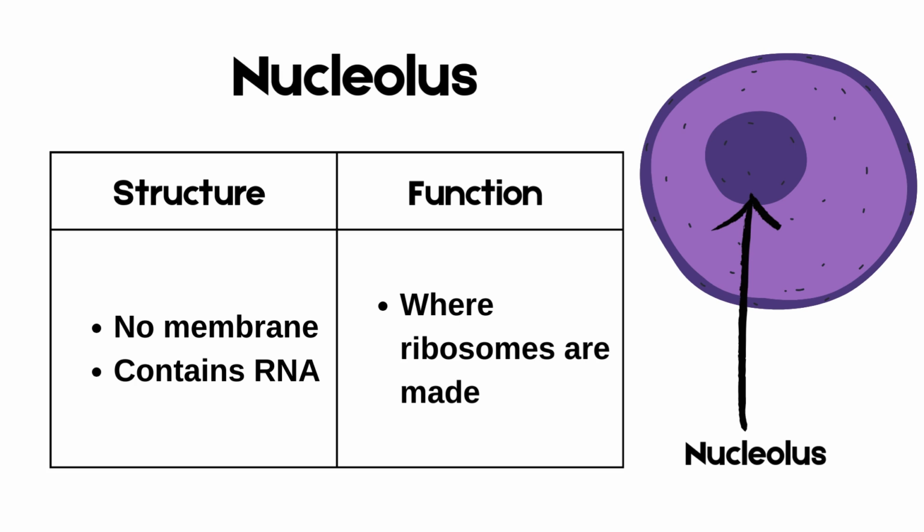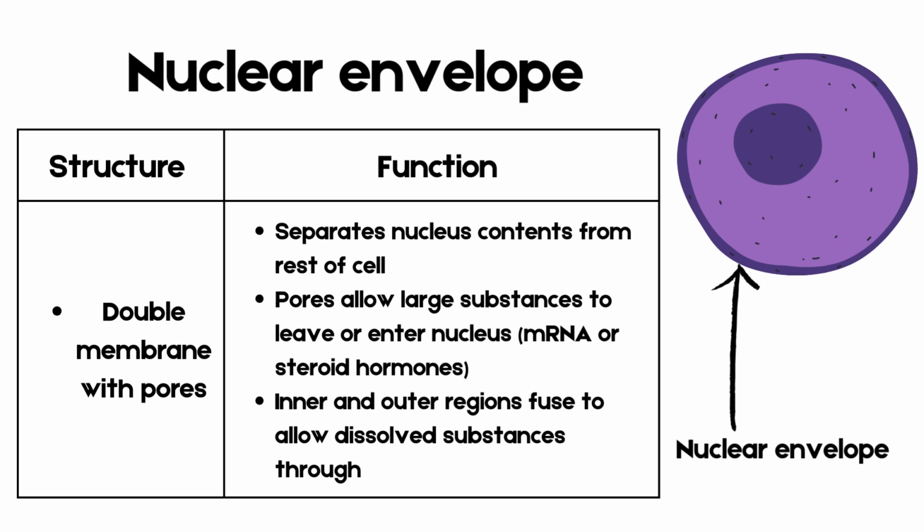Think of it as the ribosome production hub. It doesn't have a membrane, but it's packed with RNA and is responsible for assembling ribosomes. Surrounding the nucleus is the nuclear envelope, a double membrane with pores. These pores act like security checkpoints, controlling what enters and leaves the nucleus, like mRNA or steroid hormones.